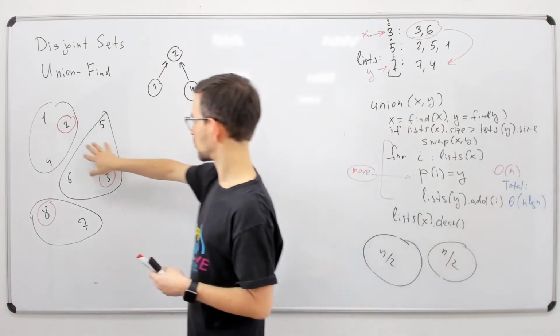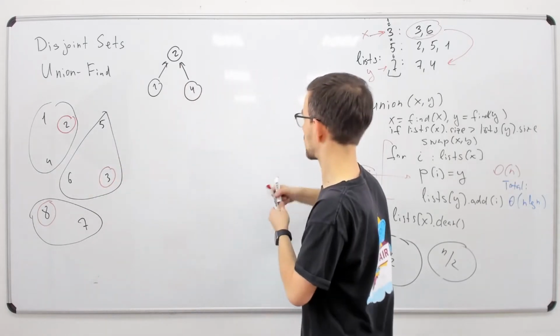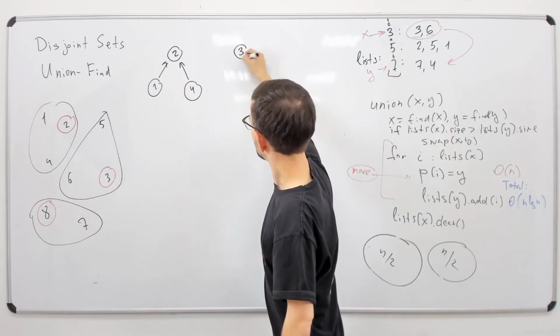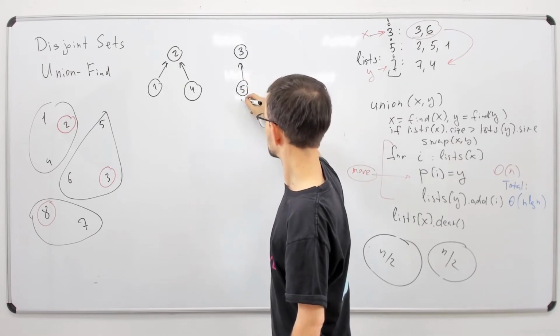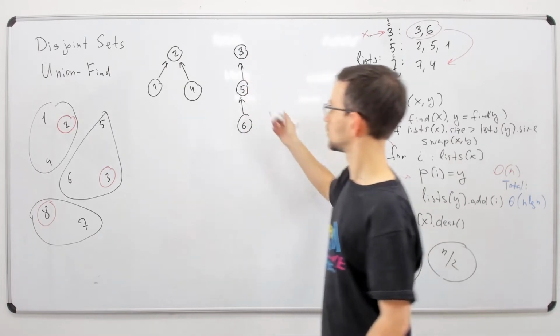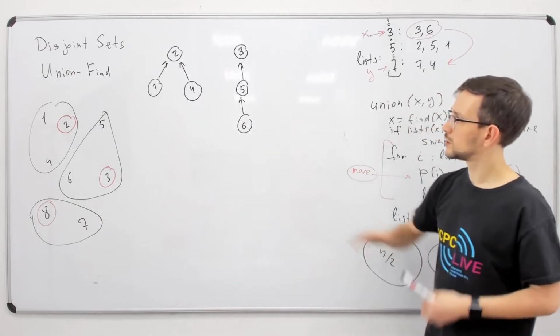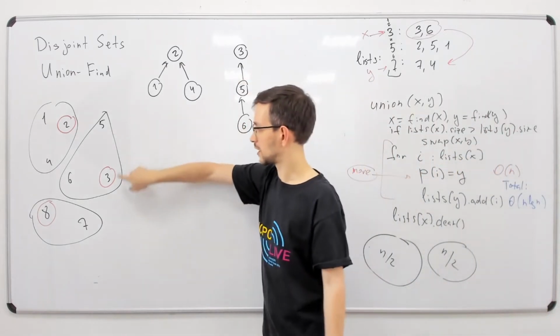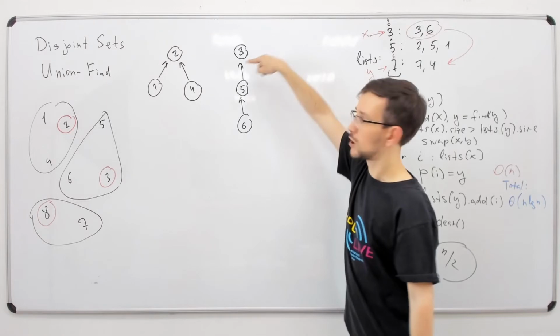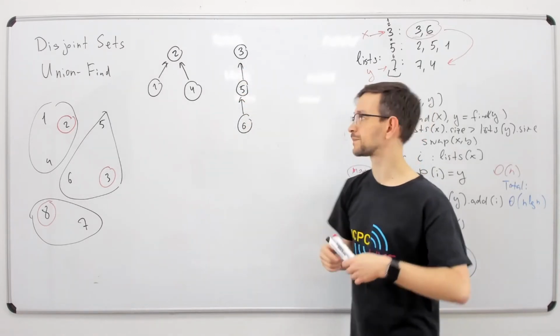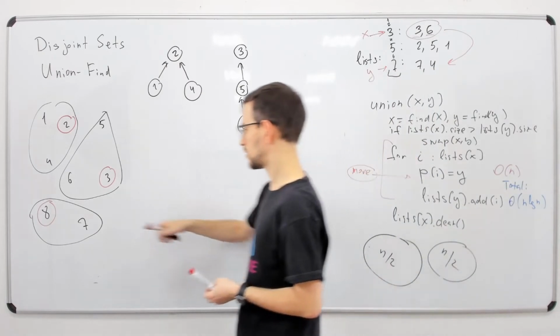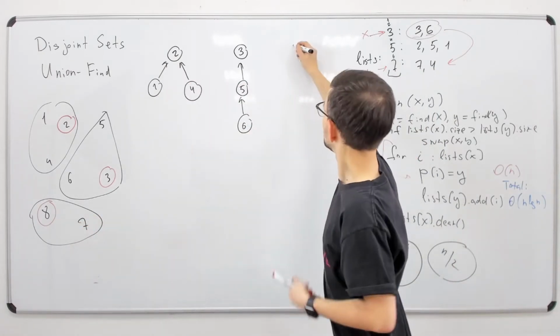For this set, for example, we may have something more interesting. We have a different tree. We may have 3, and here we have 5, and here we have 6. So this tree represents this set. Again, element 3 is the root of the tree, and each element has a link to its parent element in the tree. And here we have 8 and 7.